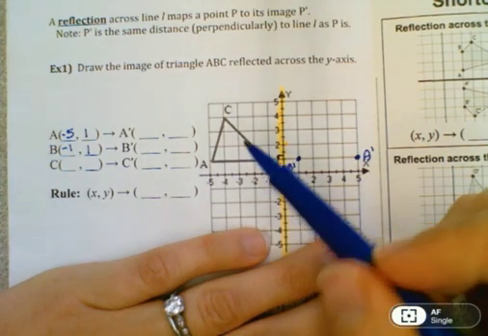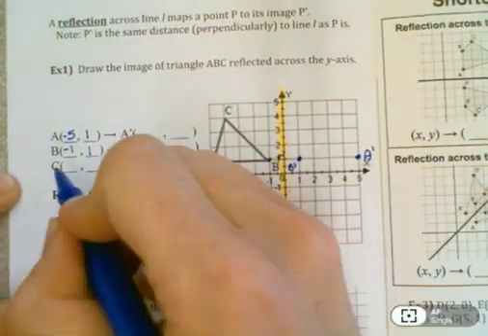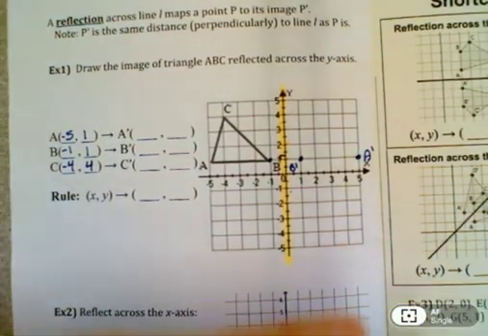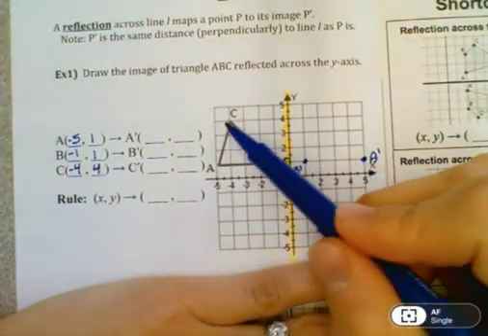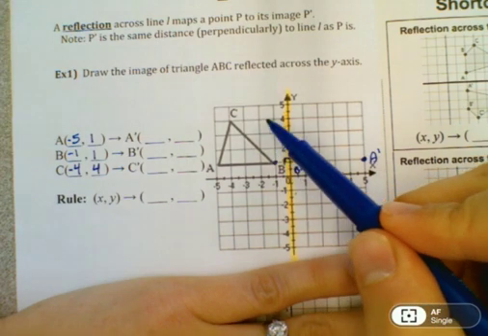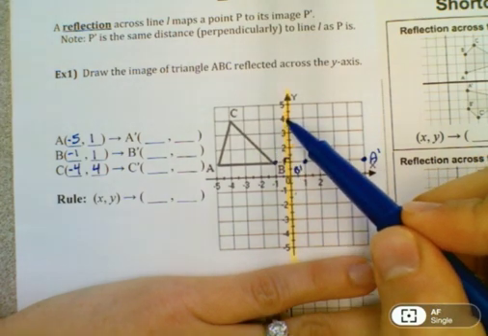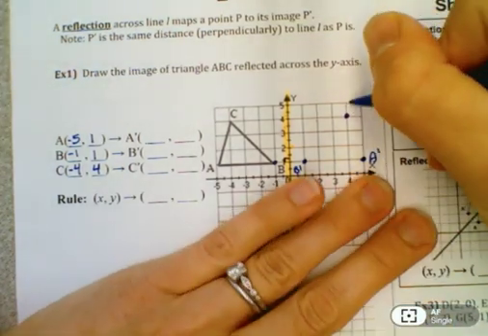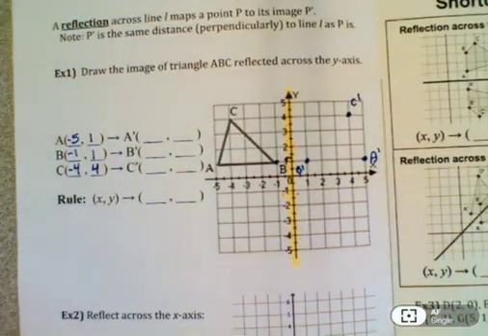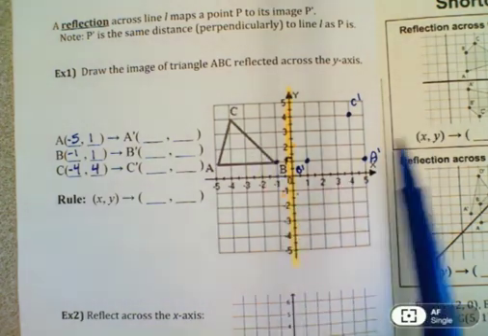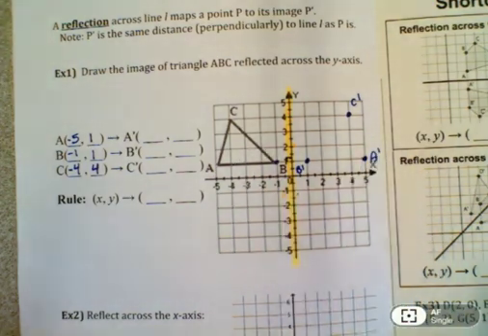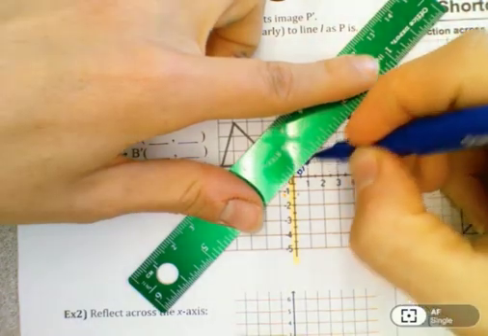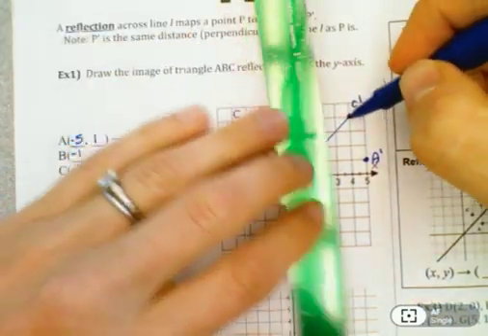Let's do C. C is at negative 4, 4. And we're going to reflect that across the y-axis. So we'll travel to the line and count as we go. 1, 2, 3, 4. Let's count 4 again. 1, 2, 3, 4 on the other side. And that is C prime. Once you have your image points, this is our pre-image. Once you have your image points, go ahead and connect them with a straight edge to make your image.